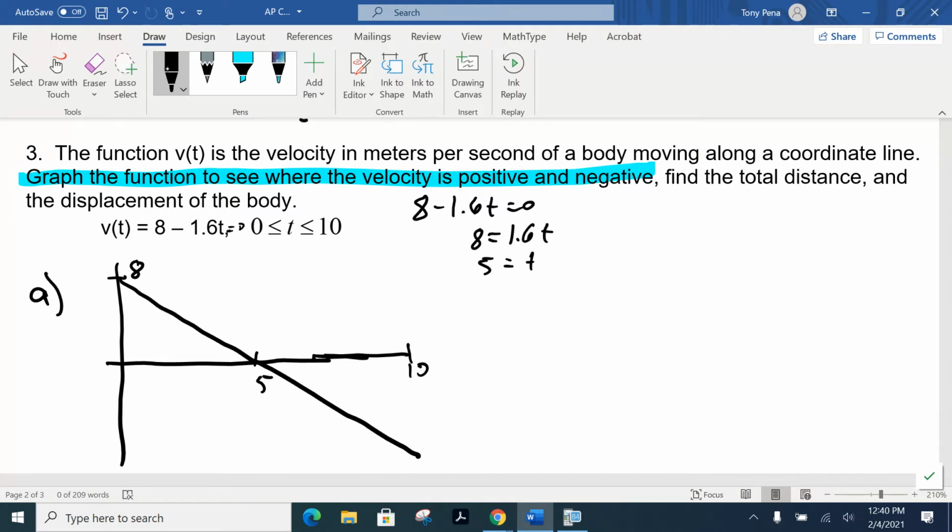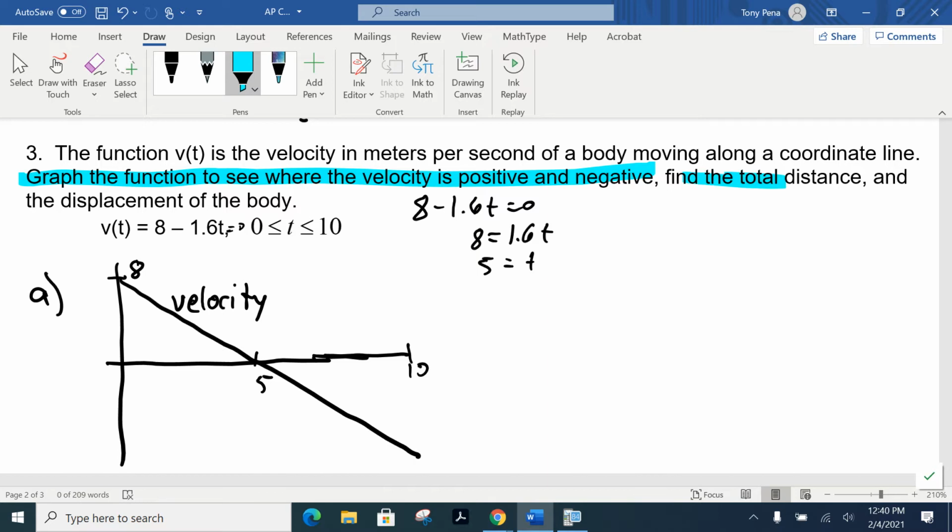And then keep in mind, we are looking at a velocity equation. That's all I want you to do for part A. Recall what this all now means. We're moving to the right. We change directions right here, and then we begin to move to the left.